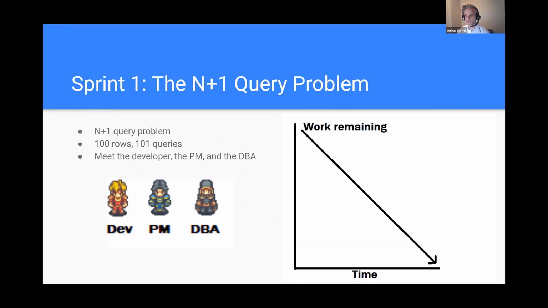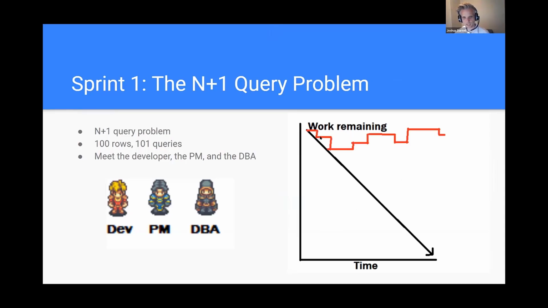So Sprint 1 here in my presentation is the N+1 Query Problem. And just for those that don't know anything about Agile, a sprint is this construct in Agile where the team decides on a set of work to do during a 2-week period, and then the work remaining burns down. This is a burn down chart. It burns down over the course of the sprint.